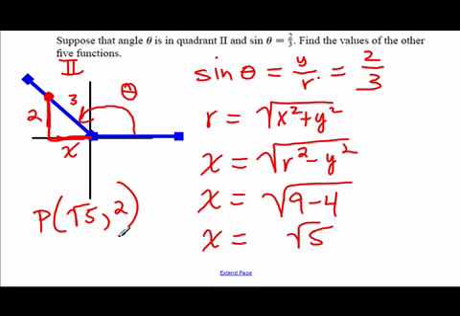I think you guys can finish the problem from this point on. Now that I have x, now that I have y, and now that I know that r is 3, using those 3 values, you can come up with your 6 trig functions.